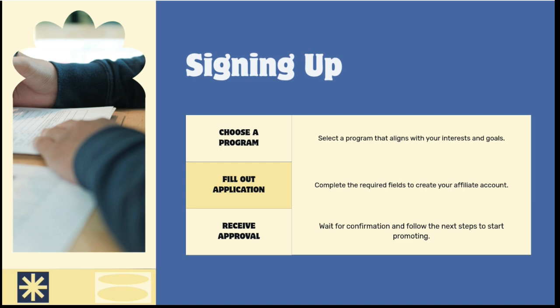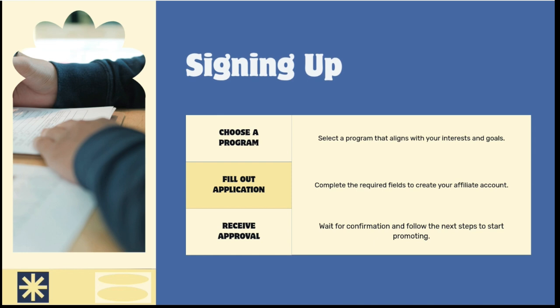After that, you have to fill out the application. It's the same: you have to complete the required fields to create your affiliate account for the given affiliate program you have already selected. Then you receive an approval. You wait for the confirmation that allows the next steps to start promoting. Every affiliate marketing program will require you to create an account. Once you create an account, they will review it. Then once you get approval, you can get started promoting the services and start making money by doing affiliate marketing.